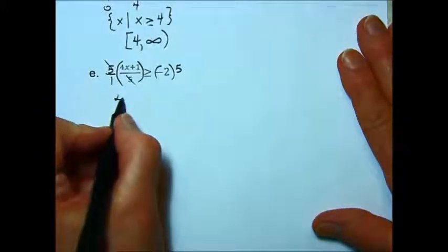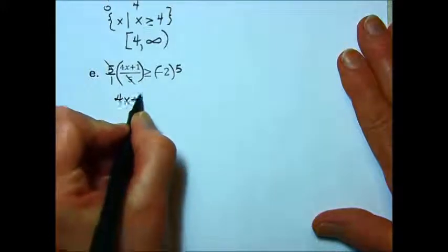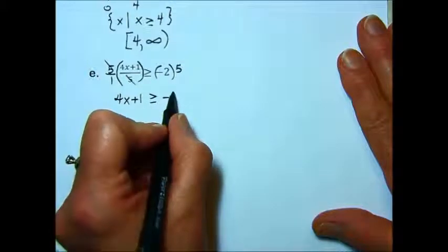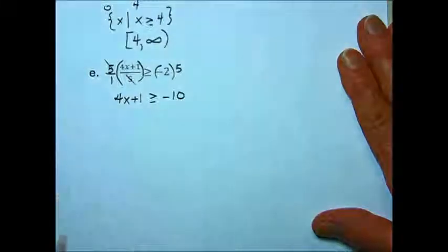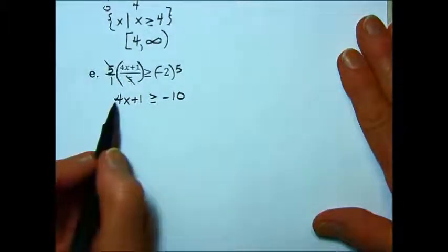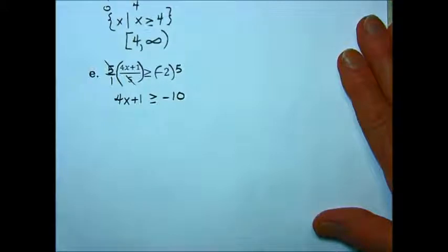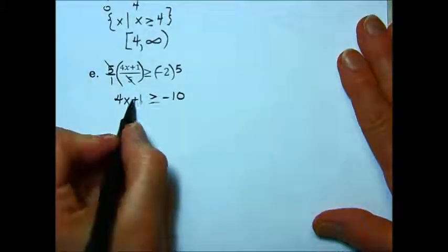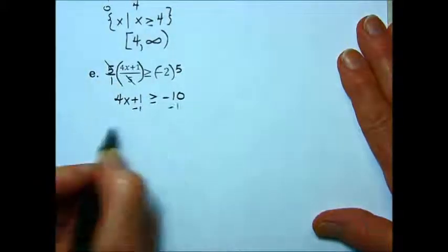It leaves us with our numerator of 4x plus 1, greater than or equal to, a negative times a positive is negative, 2 times 5 is 10. It looks much nicer as far as solving now. There's nothing to simplify. The variables are on one side, so the only thing we need to do is get x by itself. And the first thing, we'll peel away the plus 1 by subtracting 1.